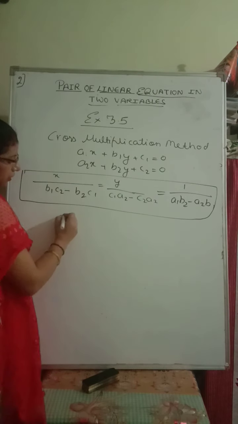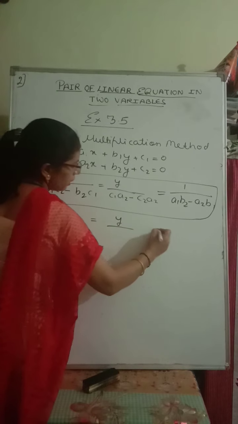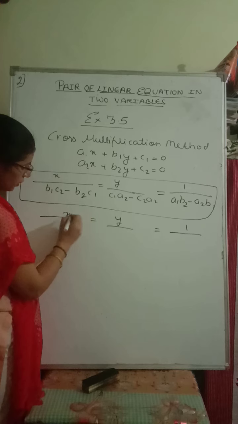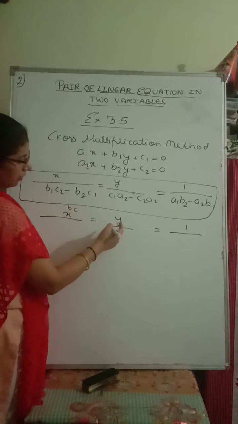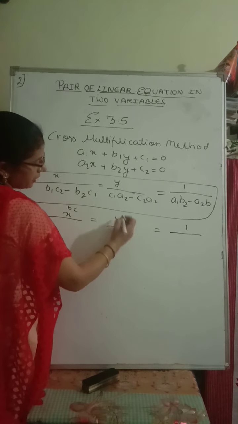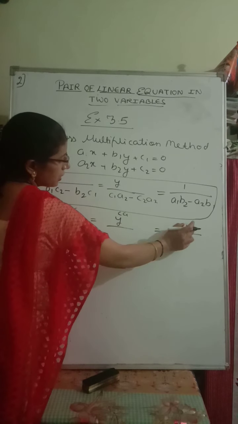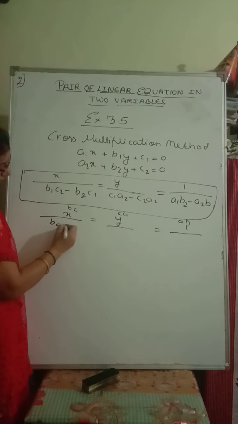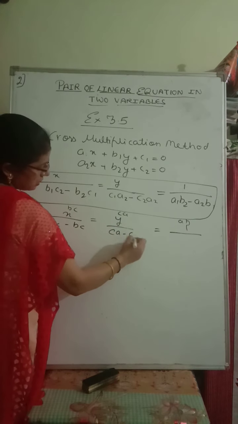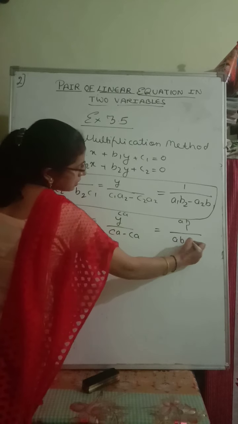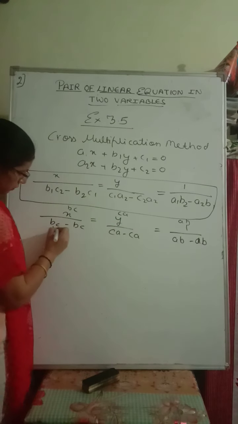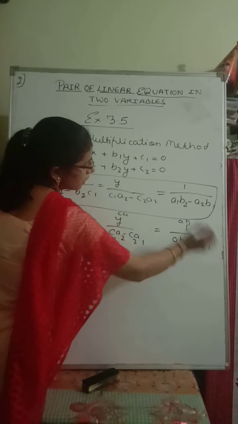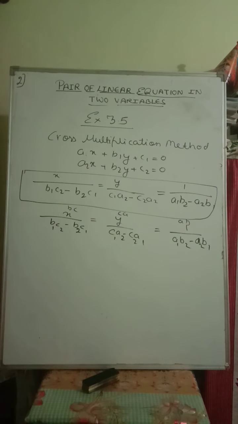How to learn the formula? Write x equals y equals 1. Then what do you write after x? You will not write the coefficient of x. b and c are left. After y, eliminate b, c and a are left. After c, a and b are left. The coefficients are left like this. So we'll write bc minus bc, ca minus ca, ab minus ab. Then write the subscripts 1 2 2 1, 1 2 2 1, 1 2 2 1. This is the formula for the cross multiplication method.